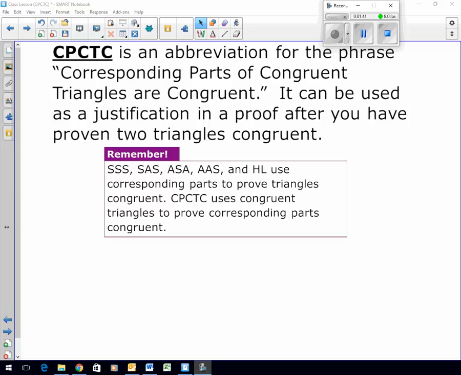You only use CPCTC after you've proven that two triangles are congruent. In other words, as you write a proof, one of these five things has to come before CPCTC. So if I'm talking about triangle proofs, I'm talking about congruency. You've got to use one of these before you can use this. You have to have congruent triangles before you can use CPCTC. Think about it: how do I know that the triangles are congruent if I'm using CPCTC?